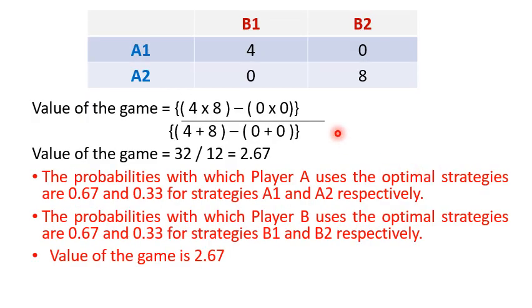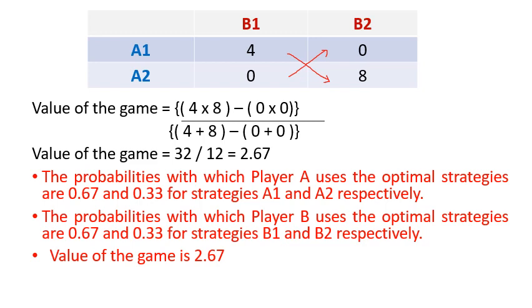If I find out the value of the game now, it is 4 into 8 minus 0 into 0, divided by 4 plus 8 minus 0 minus 0. So we get the value of the game as 2.67. When you substitute, you will get a value of 2.67, which will be the value of the game.